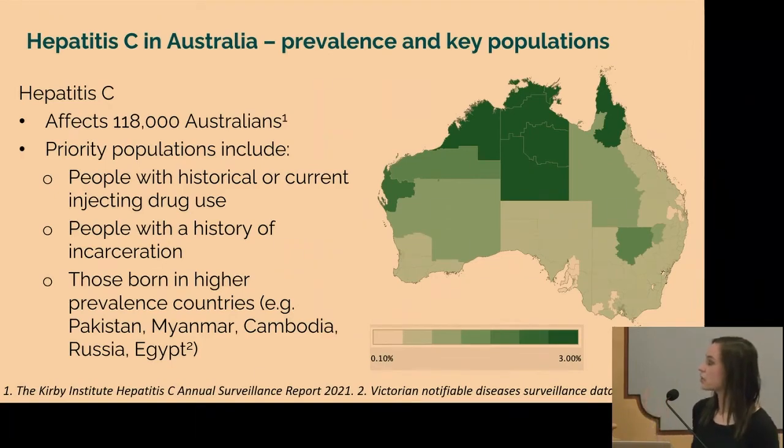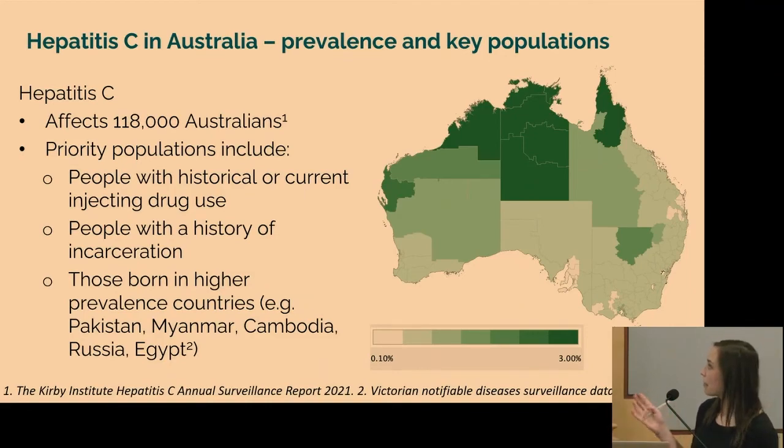And we've already touched on the priority populations, but I'll just highlight some data that I extracted from Victoria's notifiable diseases database. These are just some of the key high prevalence countries for hepatitis C that are showing up in terms of notified cases of Hep C for Victoria. So these may be people who are more likely to be recently arrived and recently diagnosed, but it does give you a sense of some of the diversity in that population.